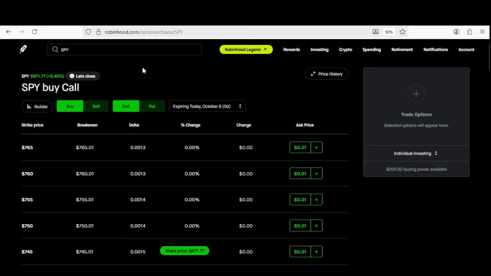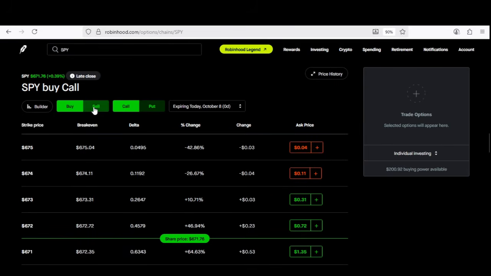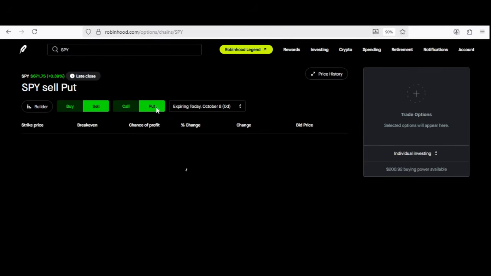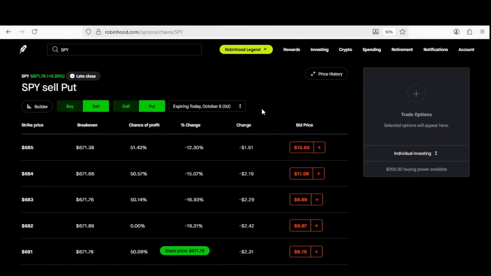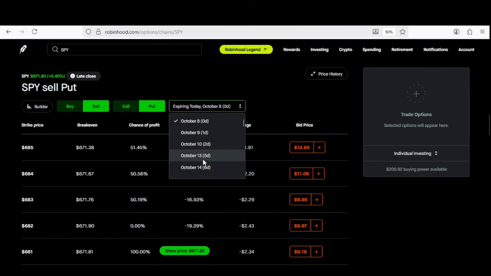Now that we have the options chain open, we're going to go ahead and choose sell. We're going to choose put, and now we're going to choose our strike date. One of the most beautiful things about trading this ETF is that it has expiration dates every single day.